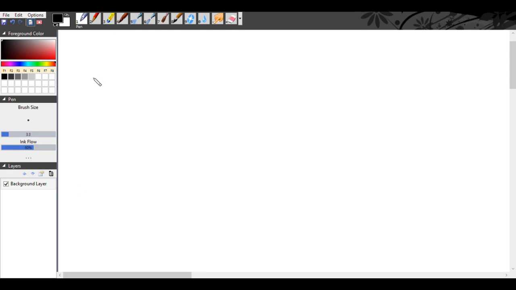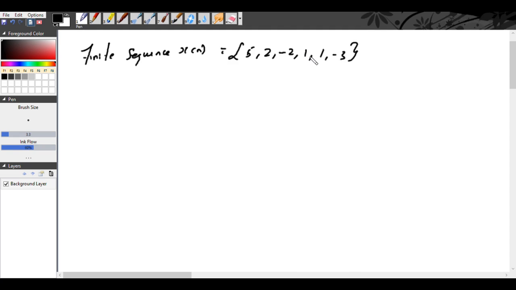Today we are going to continue with the problem we discussed in our last session. The given question is: for a finite sequence x of n = 5, 2, minus 2, 1, 1, minus 3, find the x of z. Find the x of z and ROC.